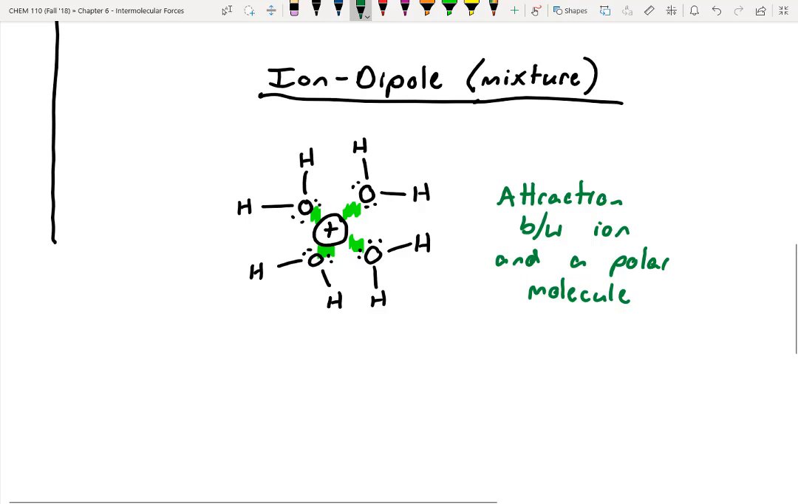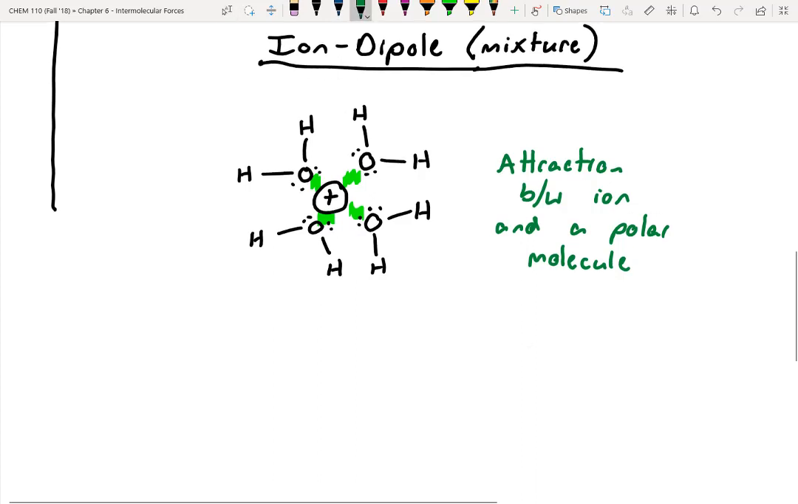So essentially the water will wrap up the cation, which in the case of sodium chloride is sodium. And what do you think happens to the chloride, the anion? It's basically going to flip around, right? So with an ion dipole, you could have both situations.